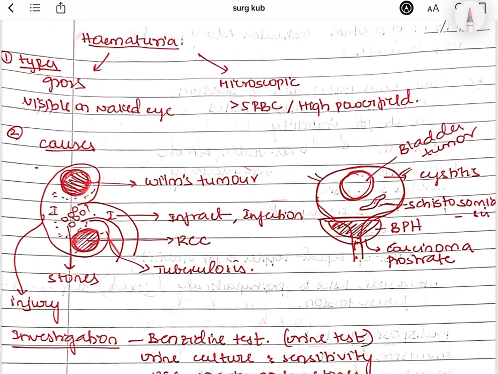So coming to hematuria, it is of two types: gross and microscopic. Gross is something which you can see with the naked eye, so the urine is appearing red or brownish in color, and microscopic is where you can see more than 5 RBC per high power field, right?